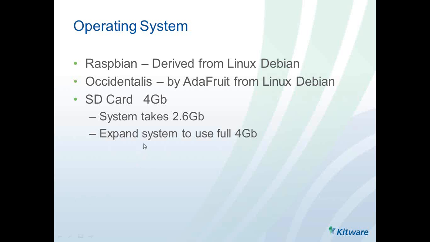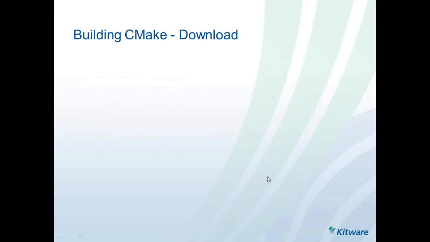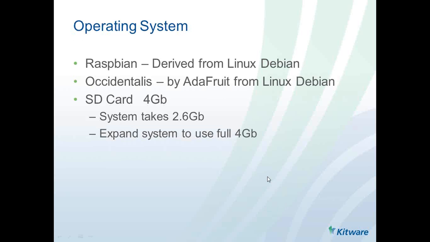Now, one of the first things that you want to do is expand the system to use the full 4 gigabytes of the card. When they send you the operating system, it is all compacted into 2.6 gigabytes. So it's not really using the entire size of the card, and you have very little memory to do anything. So during the configuration process of the Raspberry Pi, you want to expand it to 4 gigabytes. Or if you have a bigger card, of course, you want to expand it to the entire size of the card.